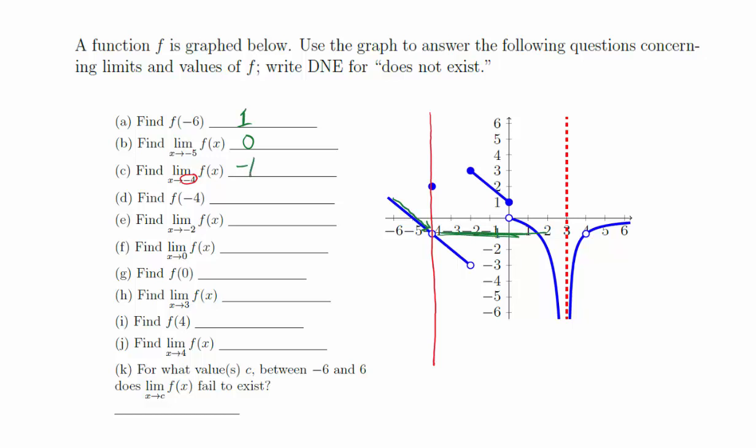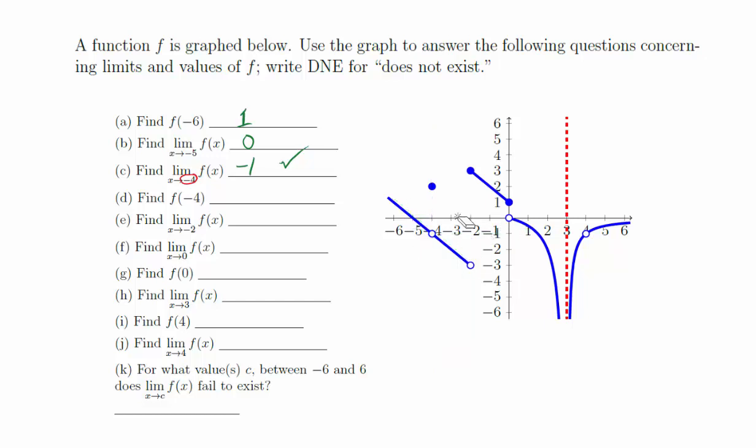But it has to agree in order for the limit to exist. As we approach from the right, is the y value we're approaching still negative 1? And it is. So our answer is the limit as x approaches negative 4 of f(x) is negative 1.